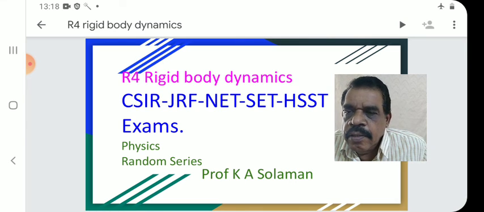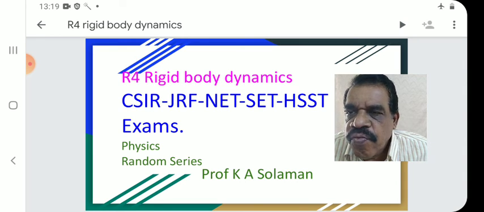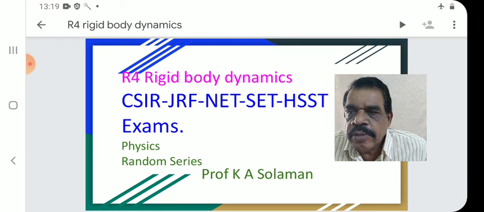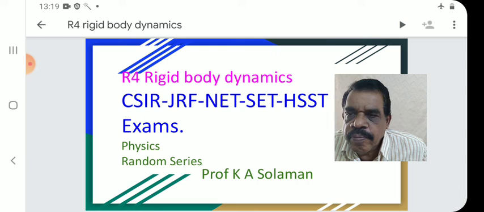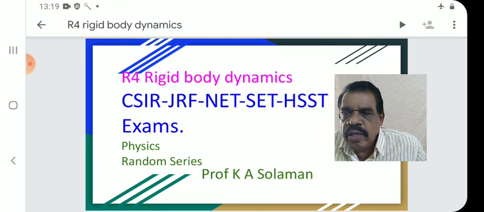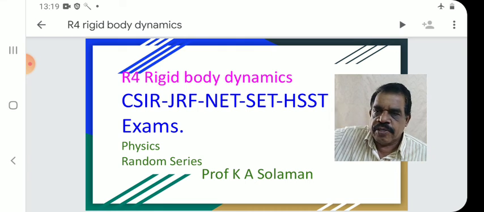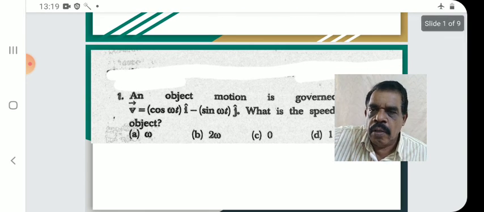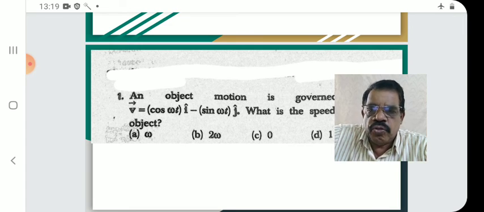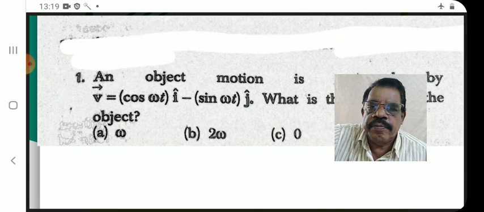HSST students, these are some of the questions for your examination from Rigid Body Dynamics. Class number R4, Rigid Body Dynamics. Four questions are discussed today from Rigid Body Dynamics, Physics. And here is the first question. We can read the question and then find the answer.